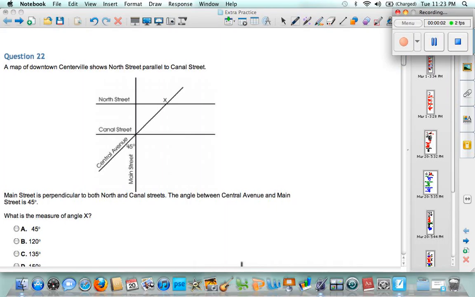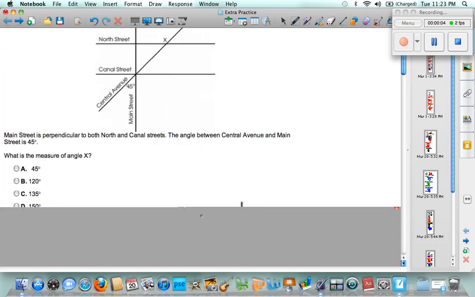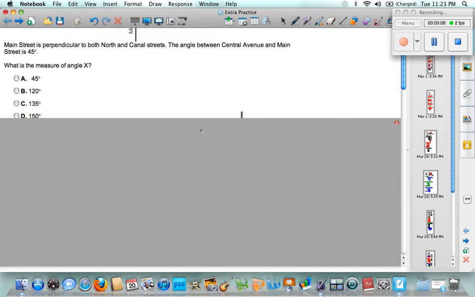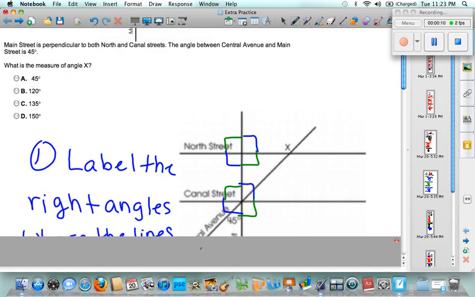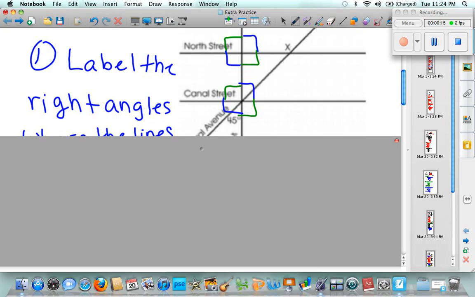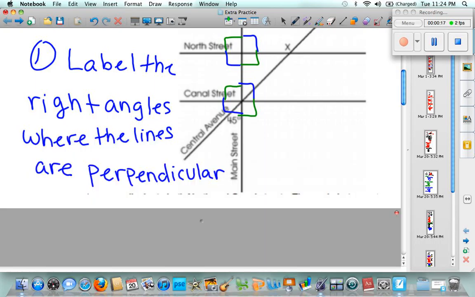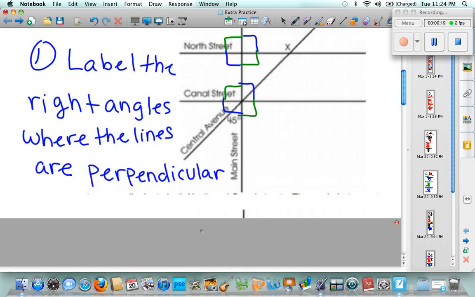In question number 22, we are given a diagram in multiple choice, but we need to be able to explain our answers. So I'm going to take you through step by step. So first, label the right angles because it's given to us in the problem where the lines are perpendicular. So we should have labeled this part.